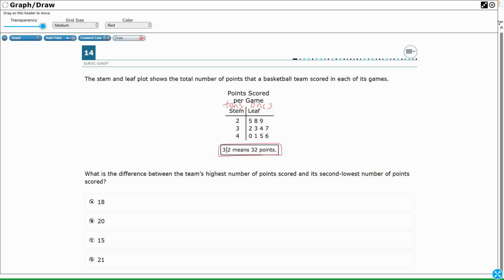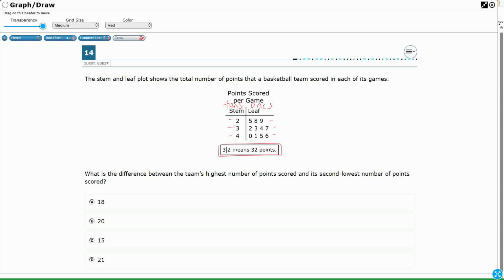And we can see that our stems go 20s, 30s, and 40s, and then we've got a total of 11 leaves. So 11 different games were recorded here. And I just counted that by looking at 4, 4, and 3, which get me that 11. We're not counting these stems as individual games. It's just each of these leaves.